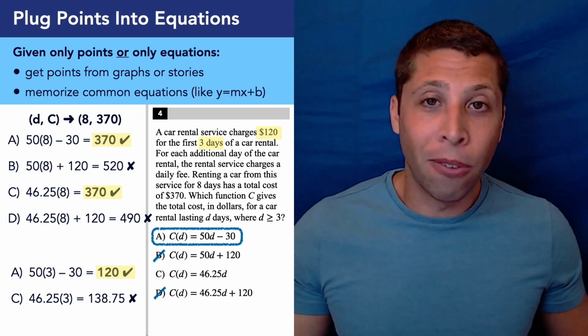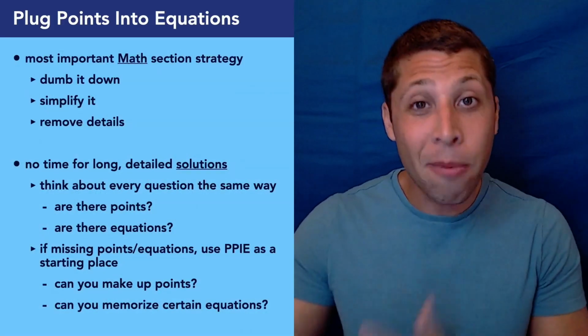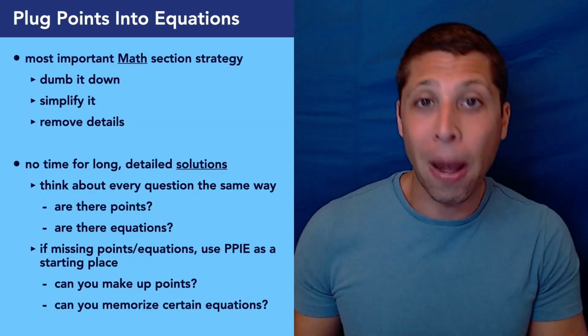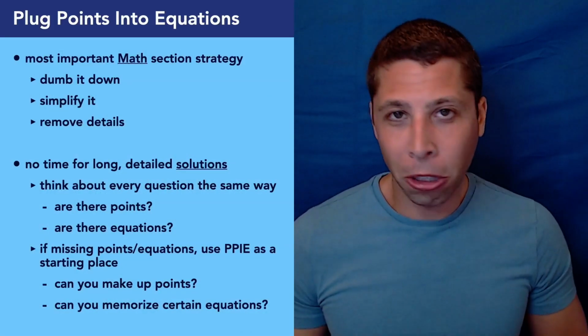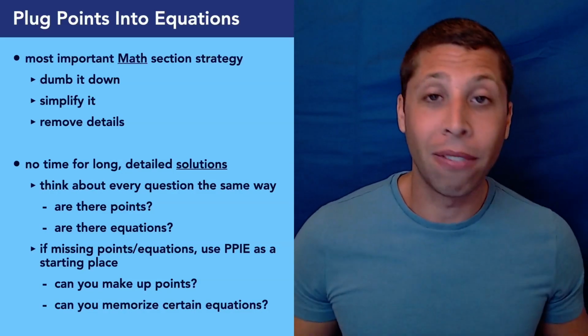So let's just summarize all of this, right? The main reading strategy, like I said, is to simplify things. The main math strategy is the same way. Simplify things, keep it as dumb as possible, and thinking only in terms of points and equations is a really helpful way to just give yourself less to think about.